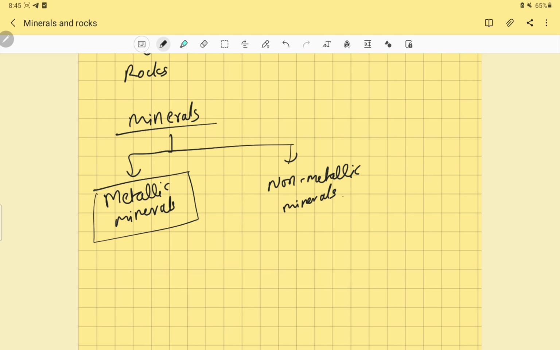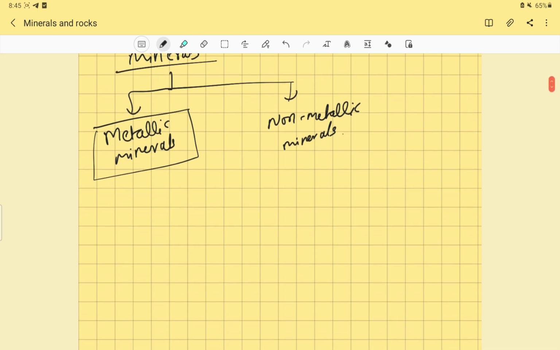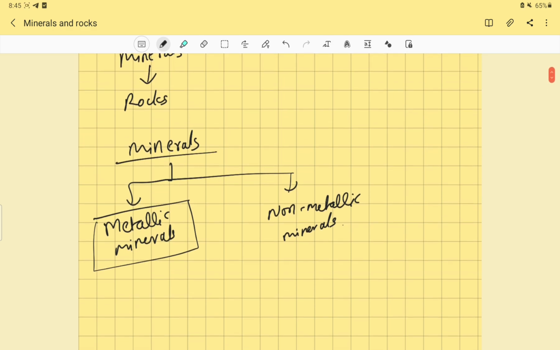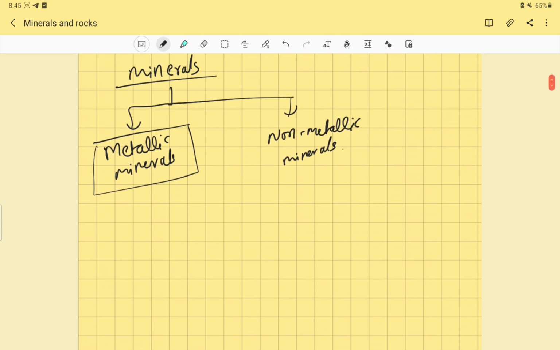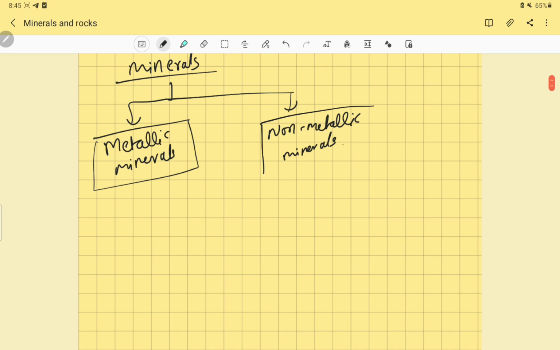What are the properties of metal? There are some properties of metal like ductility and malleability: they can be formed into thin sheets, they can be formed into wires, and they are not broken. If those properties are satisfied by a particular mineral, then we say that it is a metallic mineral. And if it does not satisfy those properties, then we say it is a non-metallic mineral.